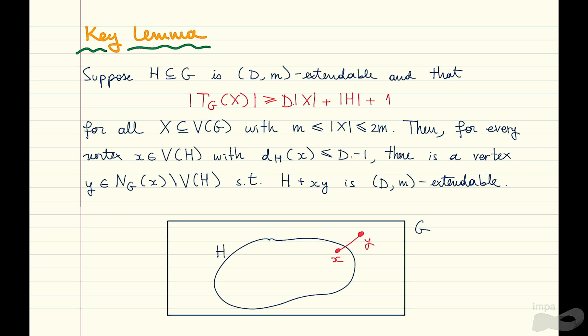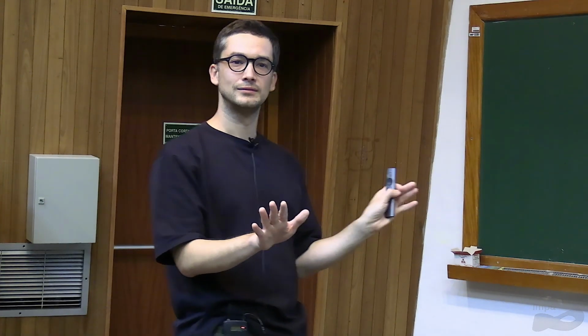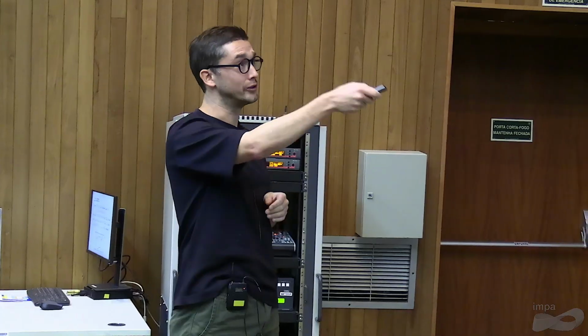Is it clear? Any question? OK. So again, we have an extendable graph, H. We pick any vertex of degree at most d-1, X. This lemma says we can find a neighbor outside so that if we add this edge xy, the graph remains extendable. So what is the idea of this lemma? Well, what is this useful for?